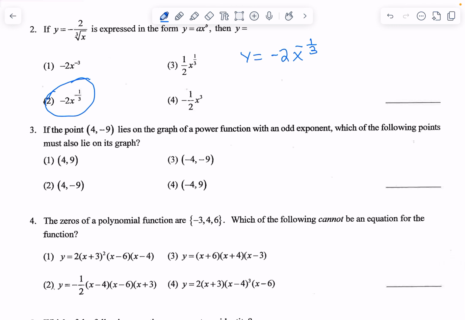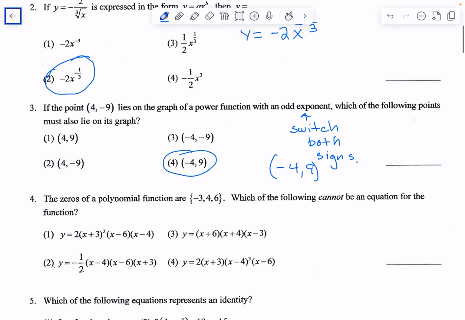Point on the line of the graph the power function with an odd exponent. Odd exponents, we have to switch both signs. Switch both signs, because it's a reflection about the origin, or a rotation 180 about the origin. So this is going to be negative 4 comma 9. All right, just remember we did this in class too.